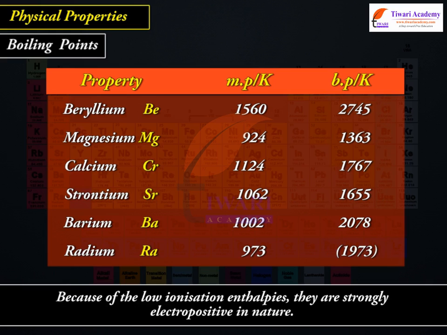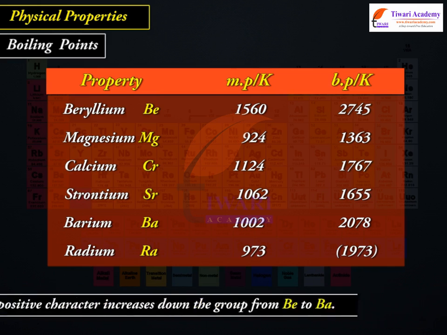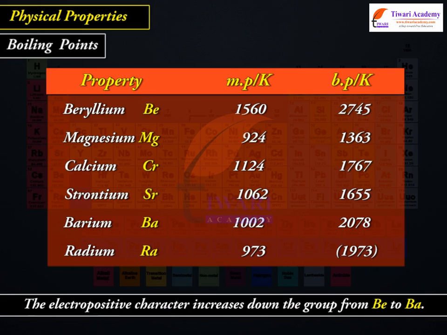Because of the low ionization enthalpies, they are strongly electropositive in nature. The electropositive character increases down the group from Be to Ba.